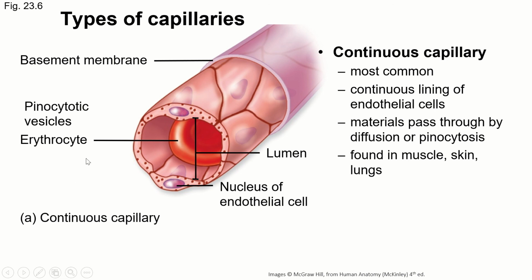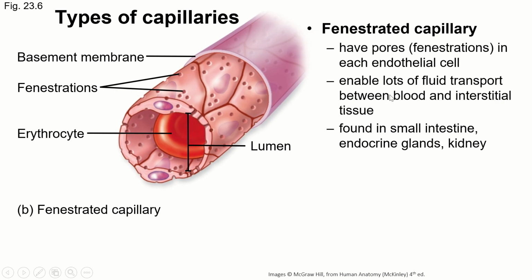And these are found all over your body, in your muscle, in your skin, in your lungs, not your digestive system. But most of your organs are going to have continuous capillaries. Now, fenestrated capillaries have little pores or fenestrations in the walls of the epithelial cells. And these are little passageways, little canals that go straight through so that fluid can much more easily exit from the lumen out to the tissues.